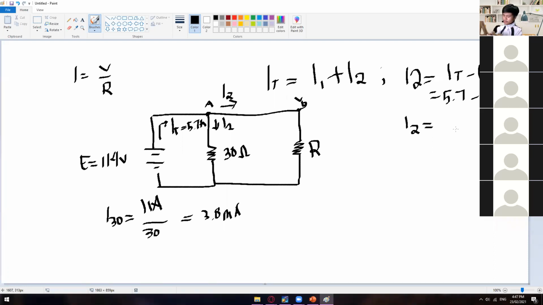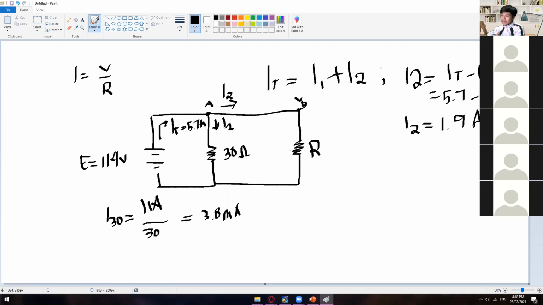So I sub 2 is equal to 5.7 minus 3.8. I highly advise you guys that you must have your calculator on your side, since you're going to use that one from time to time. Okay, so 5.7 minus 3.8 is 1.9 amps. So from there, we already know the value of this I sub 2.